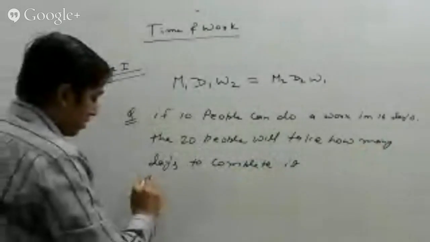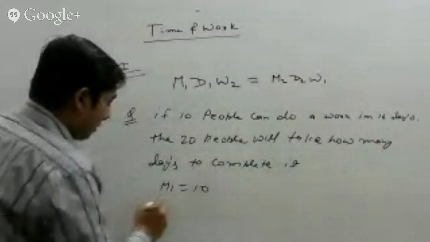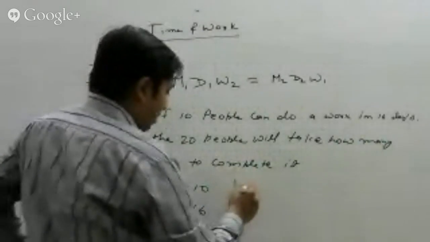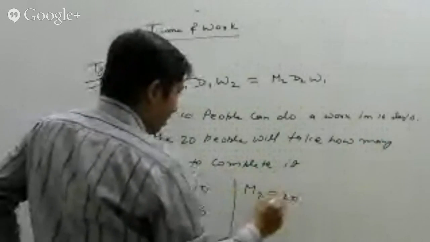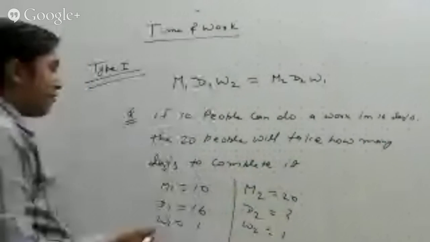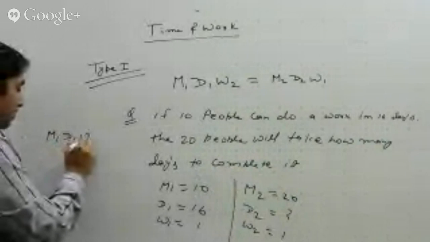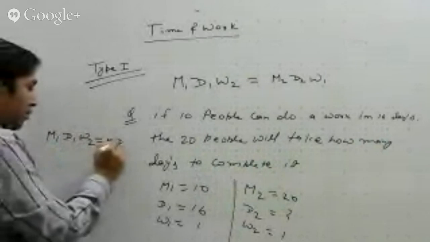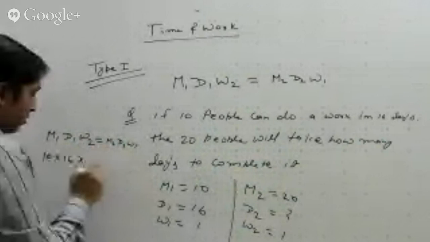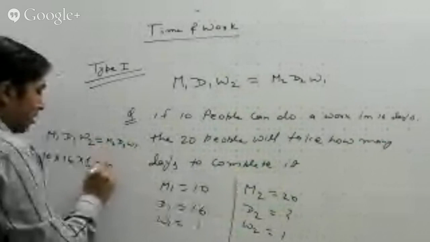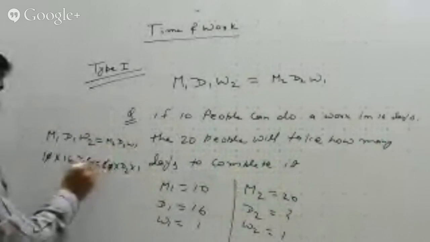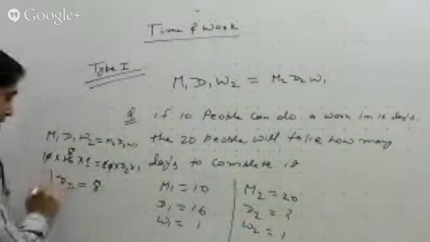Again we have M1 10, D1 16, W1 1. Also M2 20, D2 we have to find, and W2 1. Apply the formula M1 D1 W2 is equal to M2 D2 W1. Put the values: M1 10, D1 16, W2 1 is equal to M2 20, D2 we have to find out and W1 1. And D2 is equal to 8, which is the required answer.